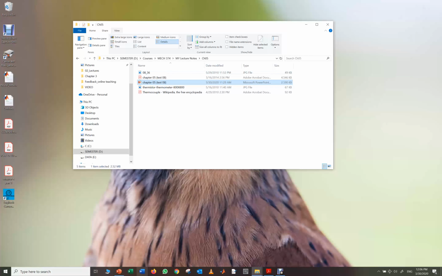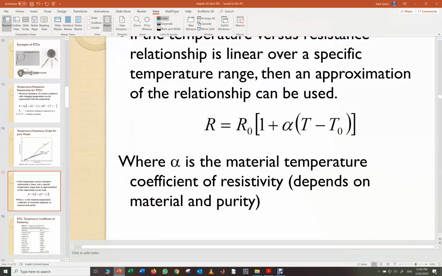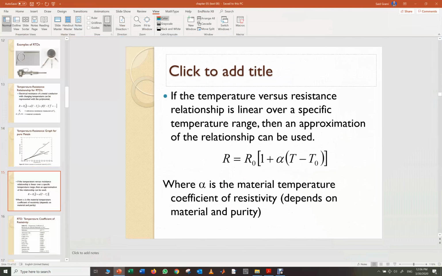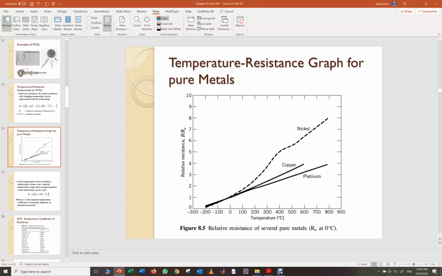So this is the second part of the temperature measurement. So we stopped here in the last video. Okay. So here we saw the equation of the RTD.